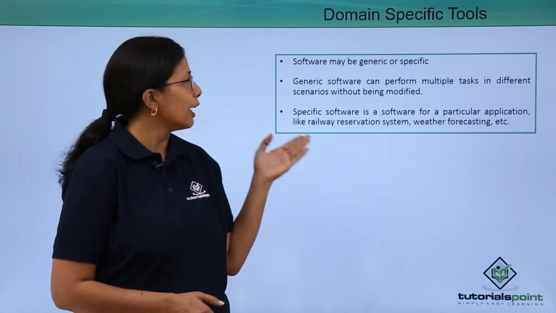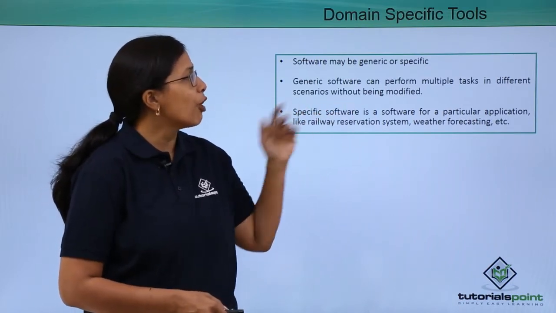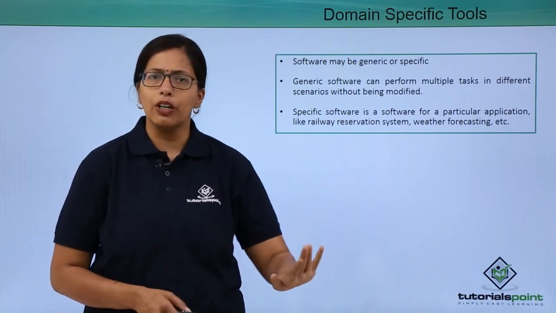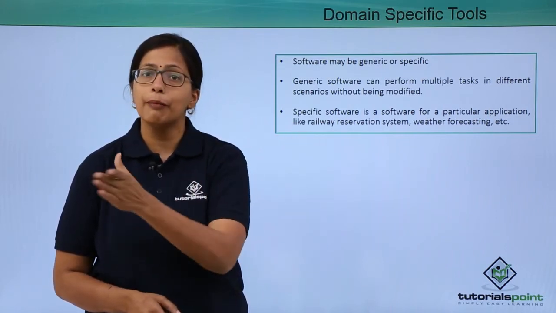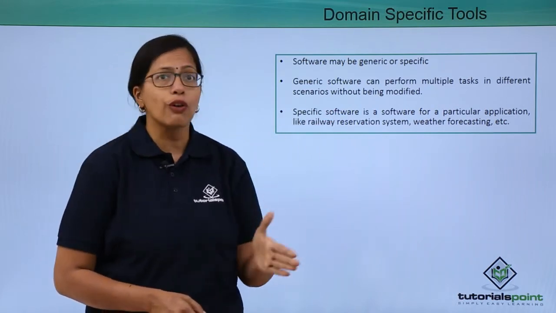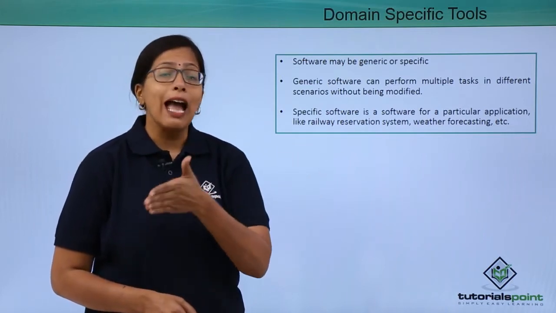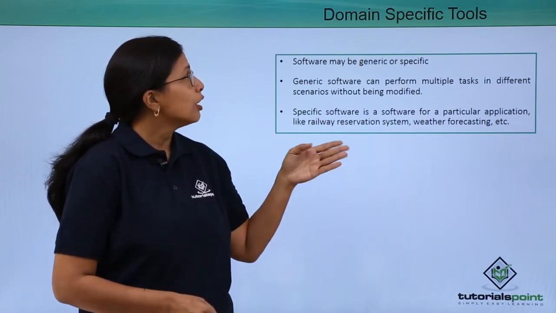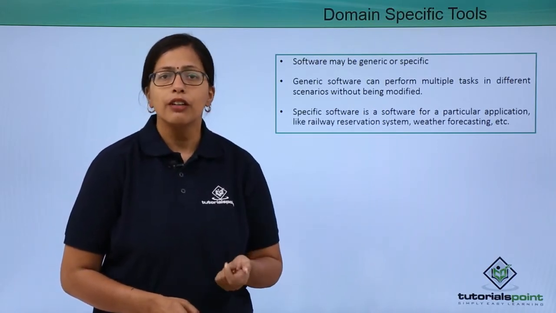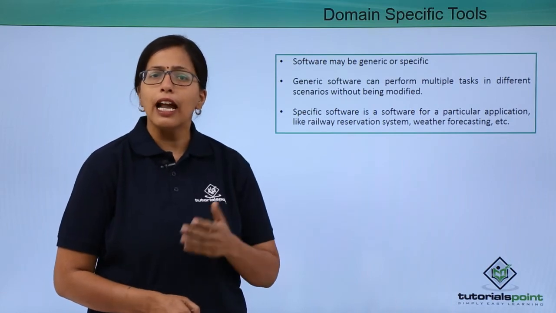Software may be of two types, generic or specific. A generic software will perform multiple tasks in different scenarios without being modified. As it is, you can use it for multiple purposes. However, a specific software is a software for a particular domain, particular application, and such software or such tools are called domain-specific tools.